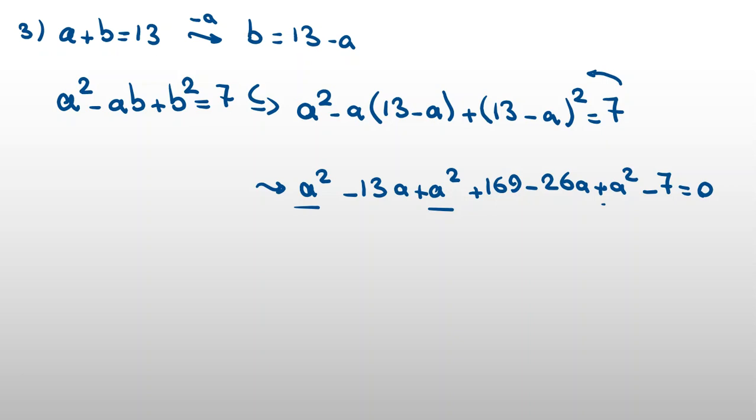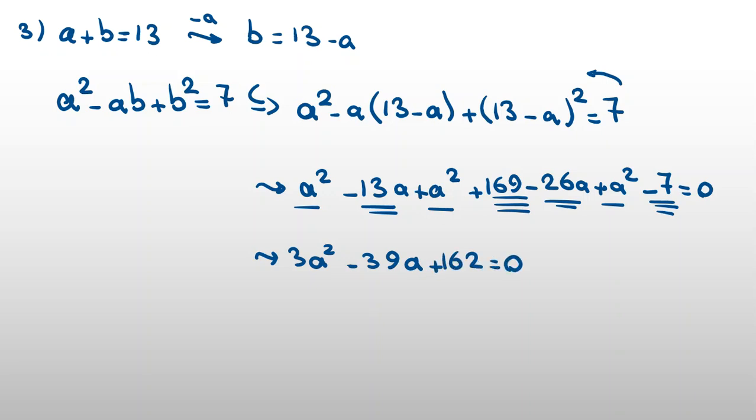It will be 3a squared, negative 13a, negative 26a, negative 39a, plus 169 minus 7, which is 162, equals 0. So if we divide both sides by 3, a squared minus 13a plus 54 equals 0. So let's check. 54 is 2 times 27.